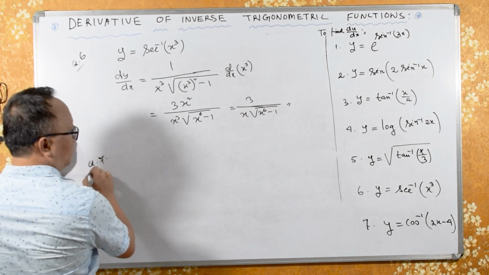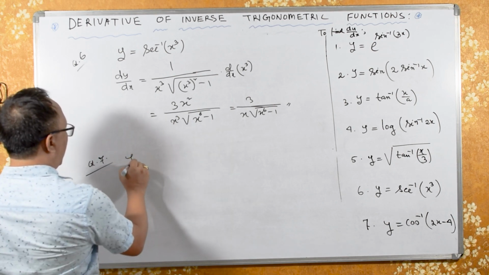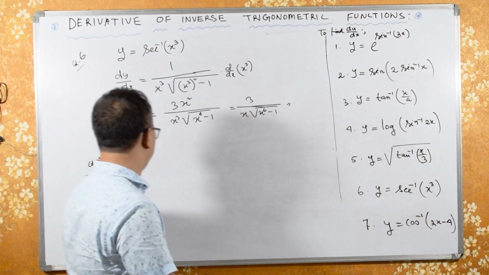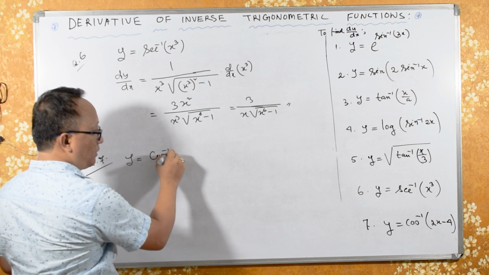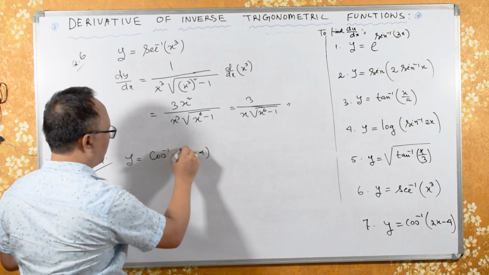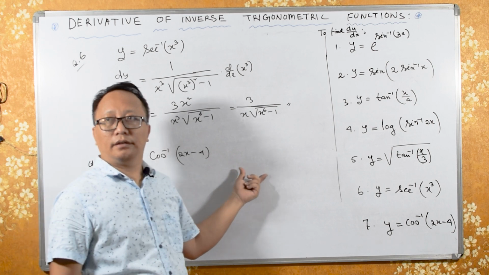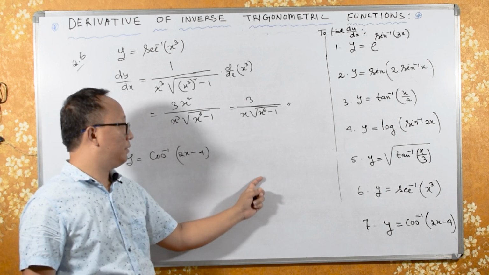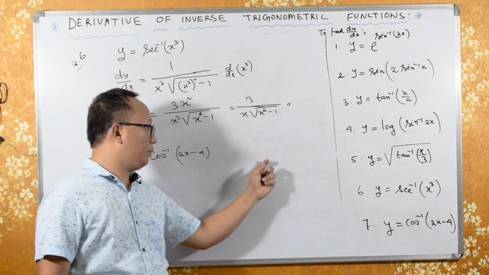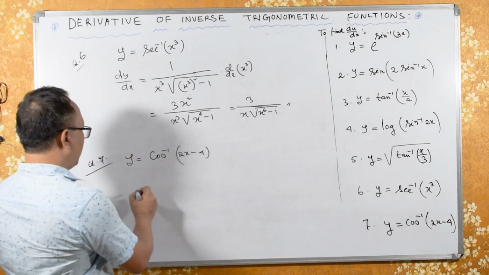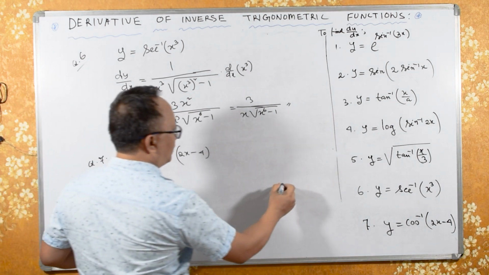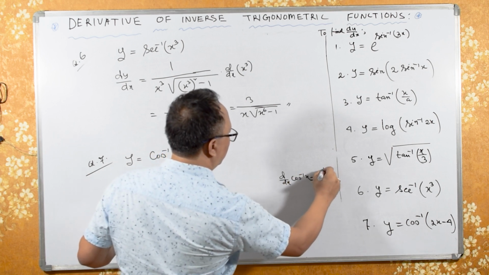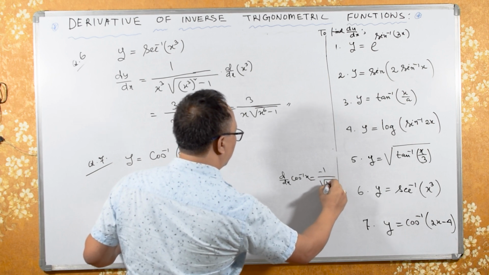Now question 7. It is given y equals to cos inverse of twice x minus 4. Okay, here we have cos inverse twice x minus 4. Remember d by dx of cos inverse x is what? Minus 1 upon square root of 1 minus x square. Okay, so differentiating with respect to x, remember dy dx of cos inverse x is minus 1 upon square root of 1 minus x square.